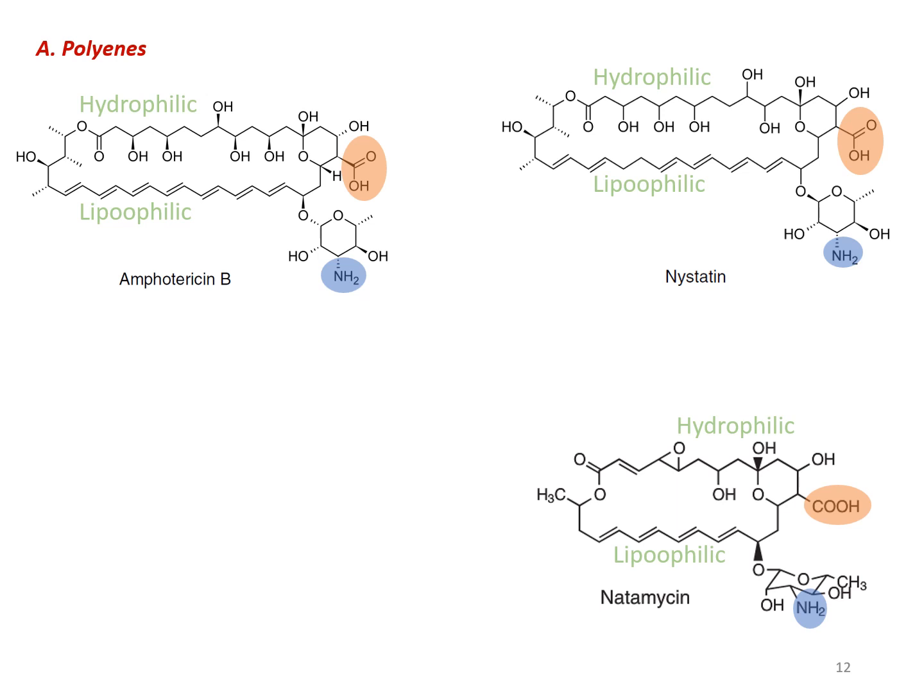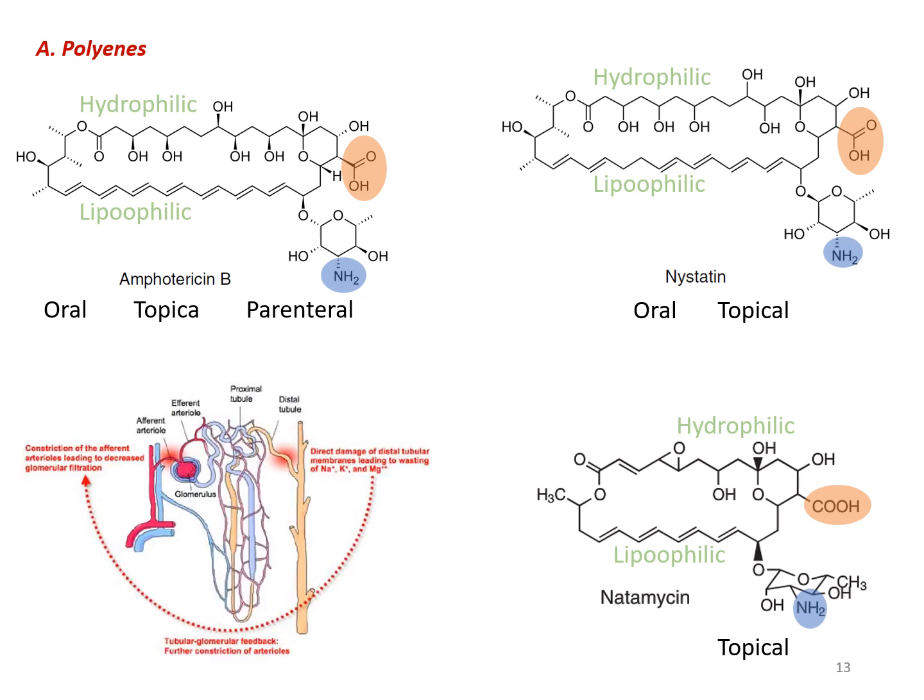Thus, when these drugs are used orally, it is for the purpose of locally treating oral and pharyngeal fungal infections. They are also used topically. Amphotericin B is used parenterally for treating systemic infections, but nystatin and natamycin are not because they are too toxic to be administered parenterally.